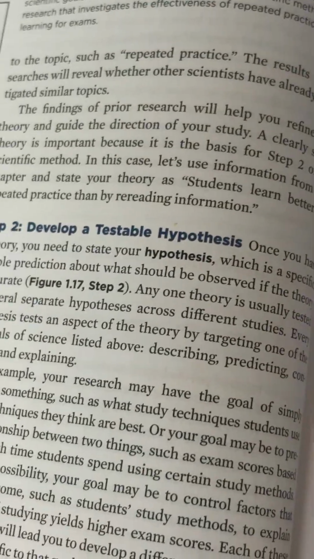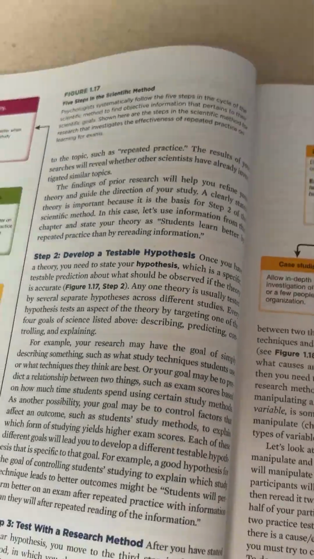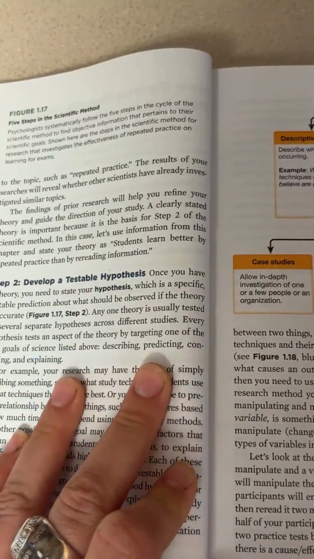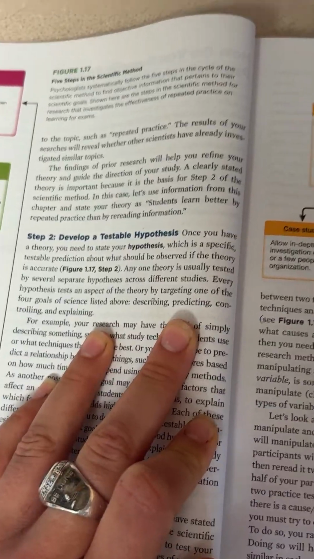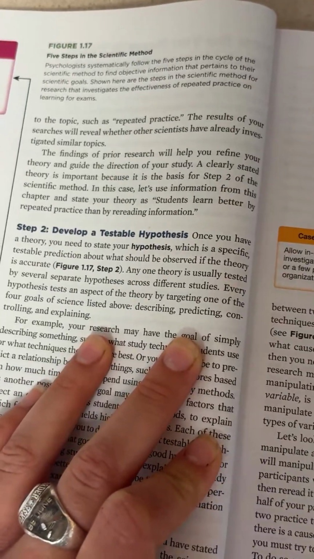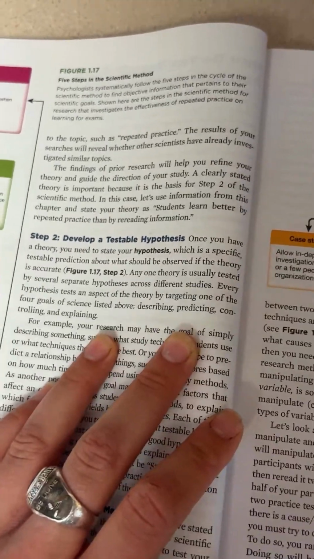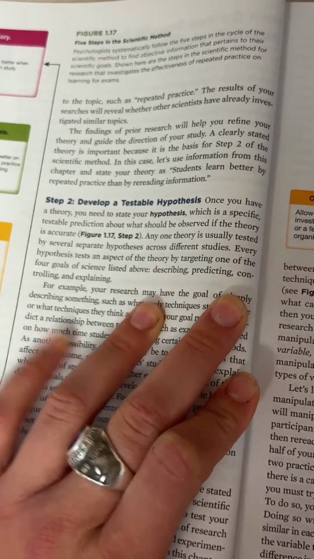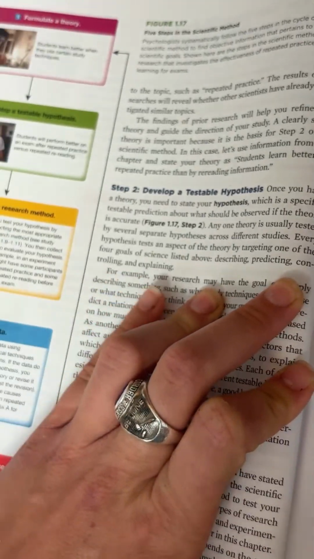Any one theory is usually tested by several separate hypotheses across different studies. Every hypothesis tests aspects of a theory that is targeting one of the 4 goals of science listed above: describing, predicting, controlling, and explaining.